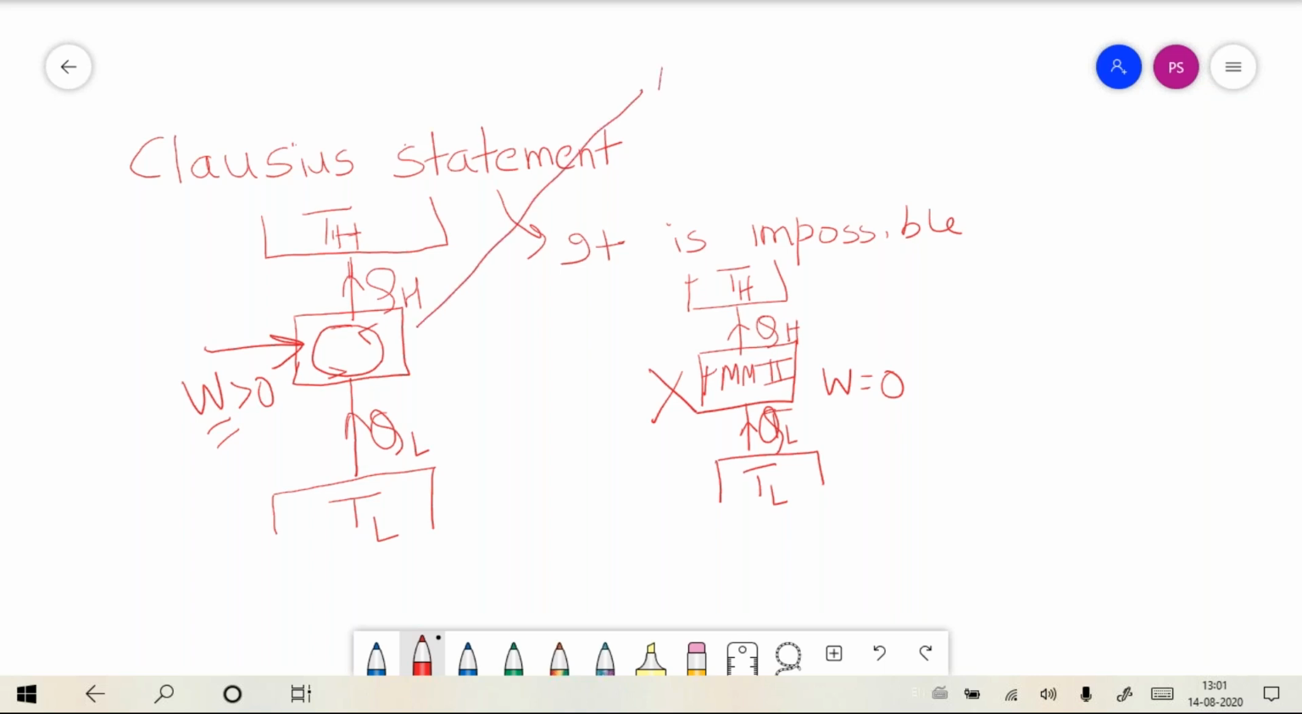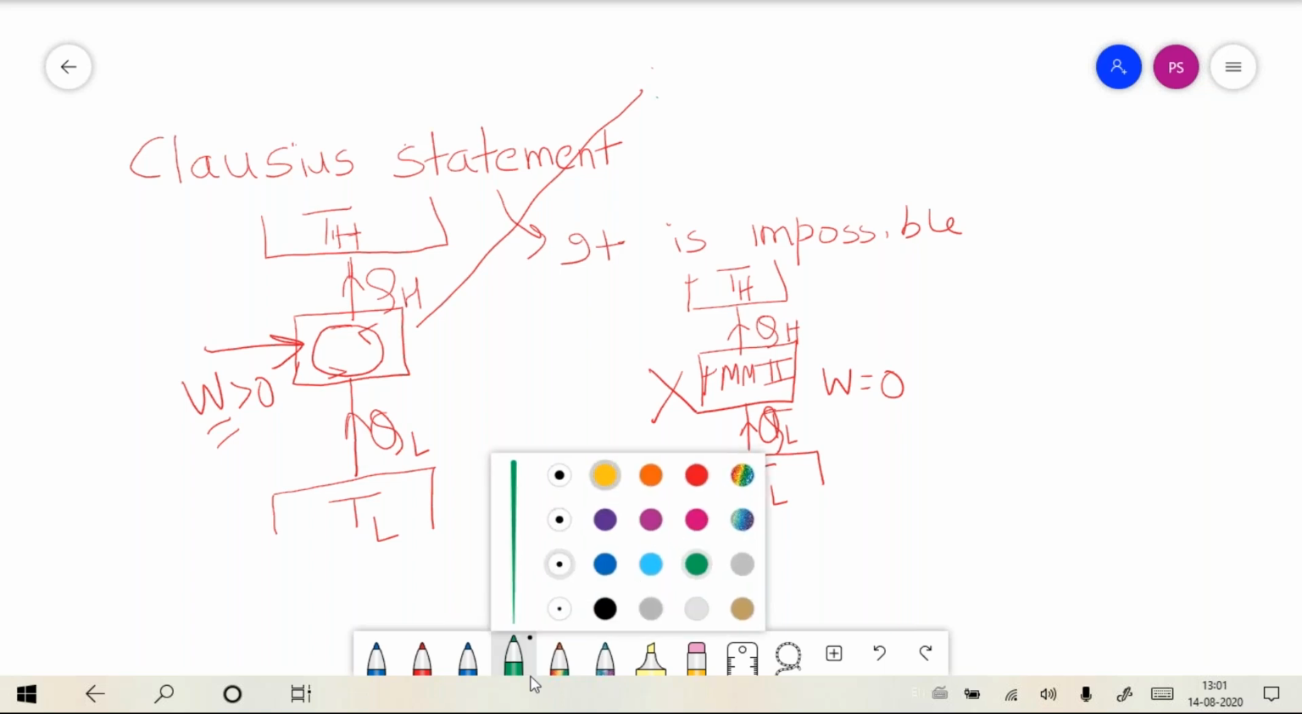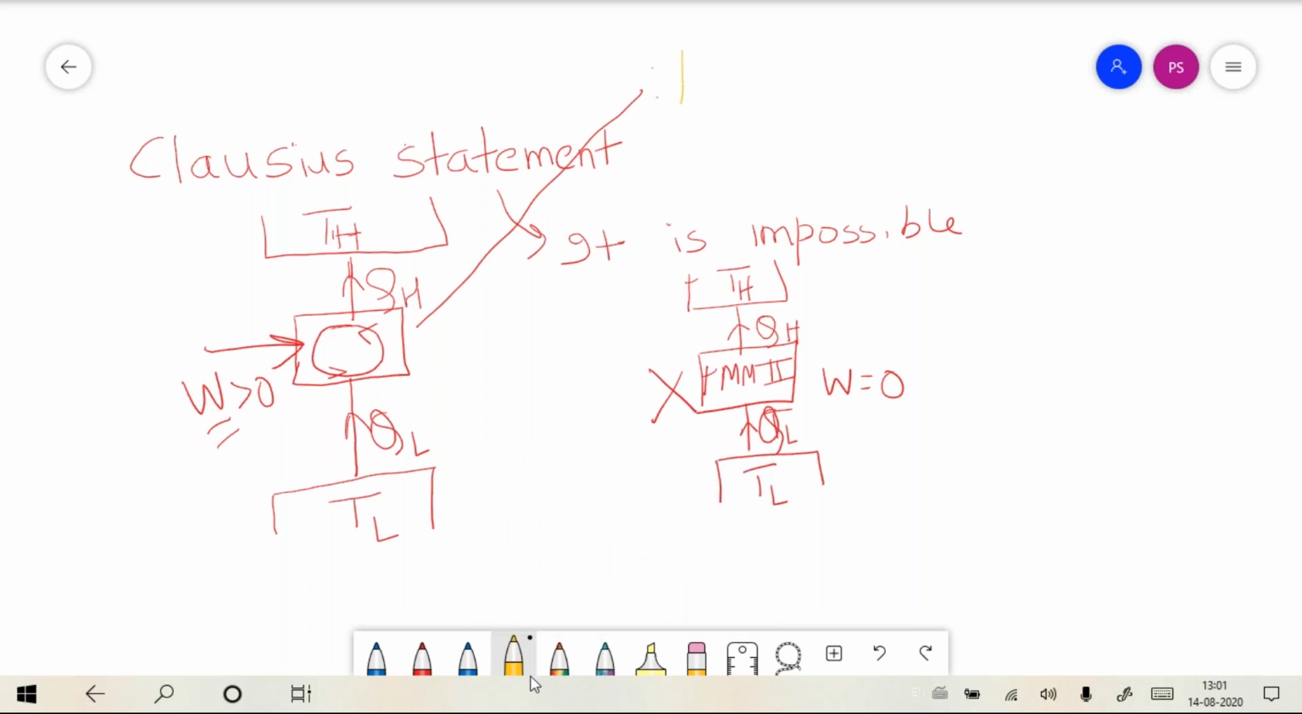So this machine could be a refrigeration system. Let me choose some other color. This machine, which pumps the heat from a lower temperature reservoir to a higher temperature reservoir with some work input, is either a refrigerator or a heat pump. Please note, a refrigeration system, not a refrigerator. A refrigeration system would include many things.